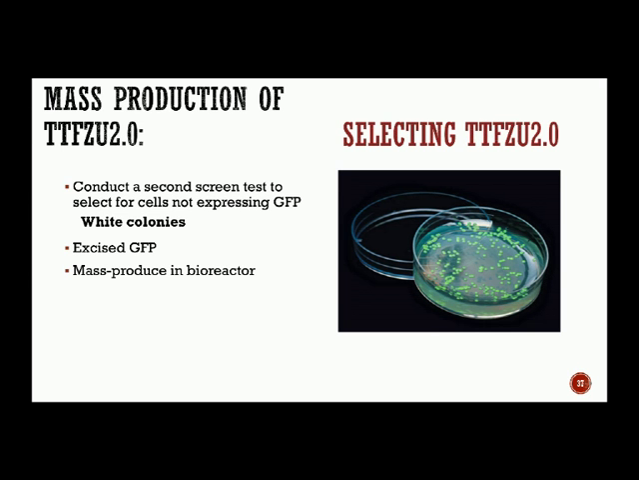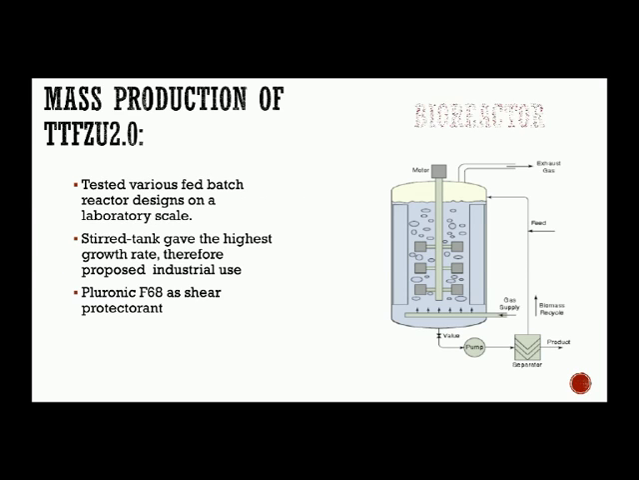Now that we have removed GFP from our TTFCU 2.0 vector, we can use colony selection again to retrieve our virus, but this time we select for non-fluorescing GFP because those are the ones that underwent successful FRT-FLP recombinase. Our final product of TTFCU 2.0 infected insect cells are mass-produced in a bioreactor.